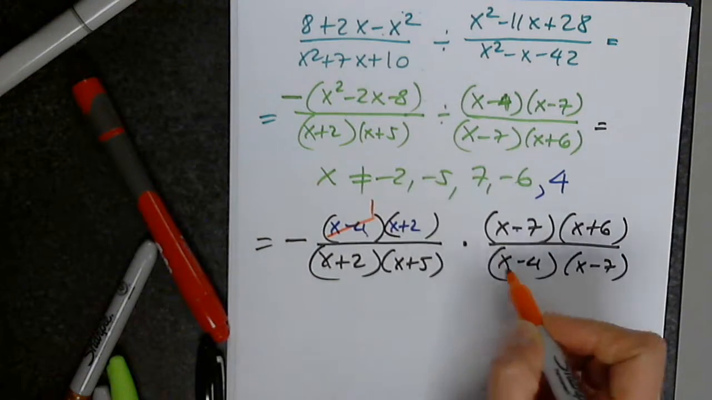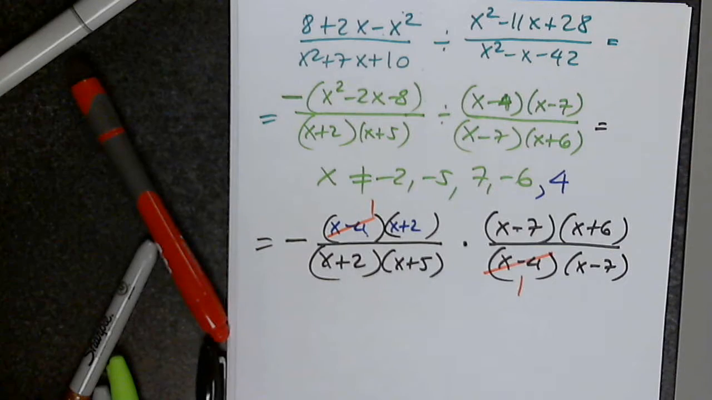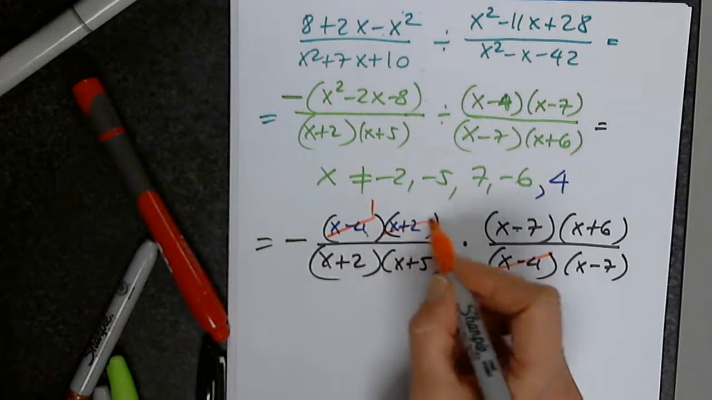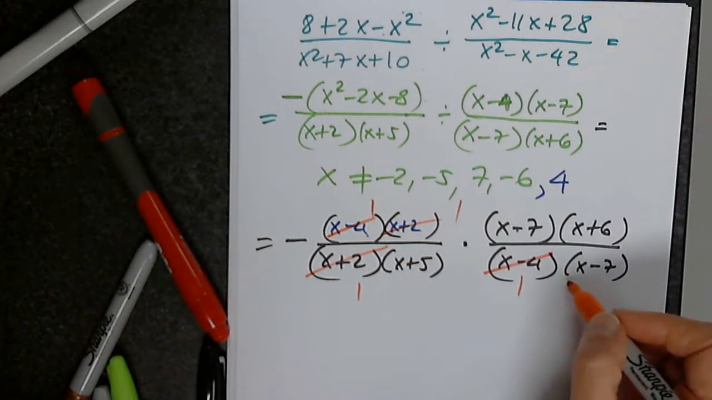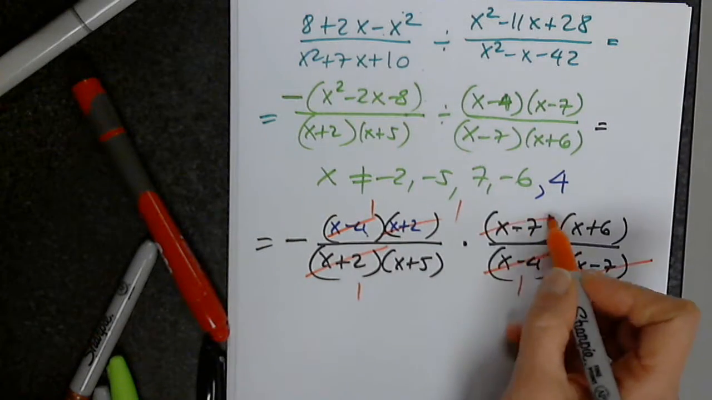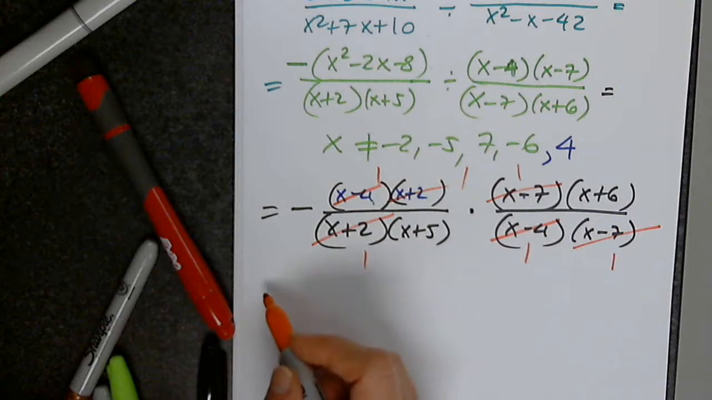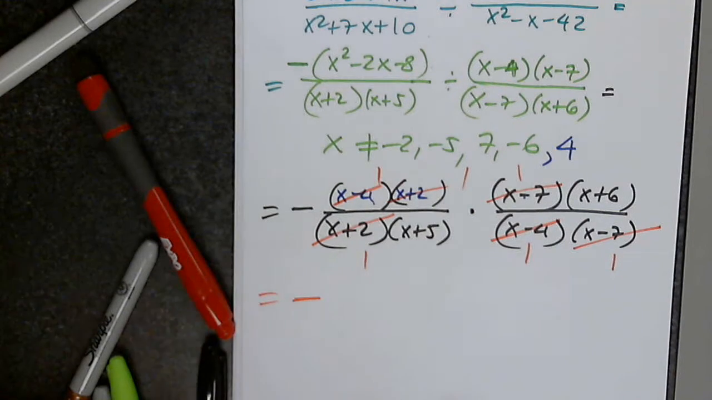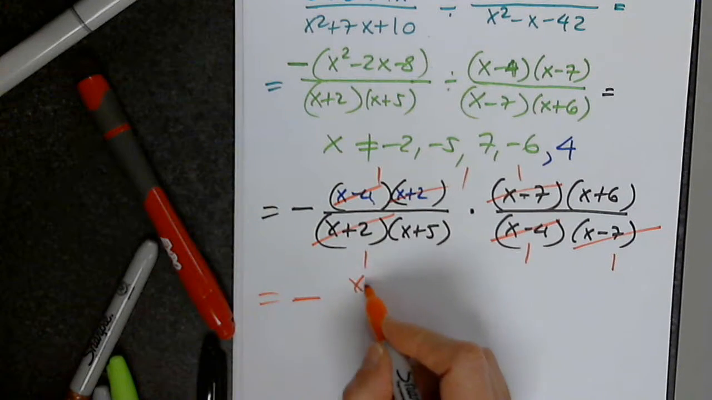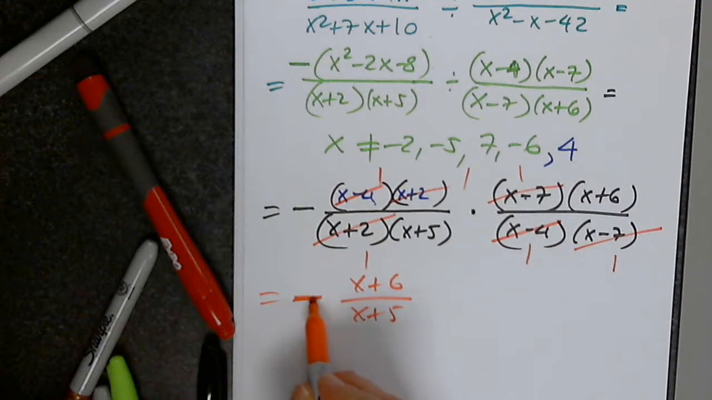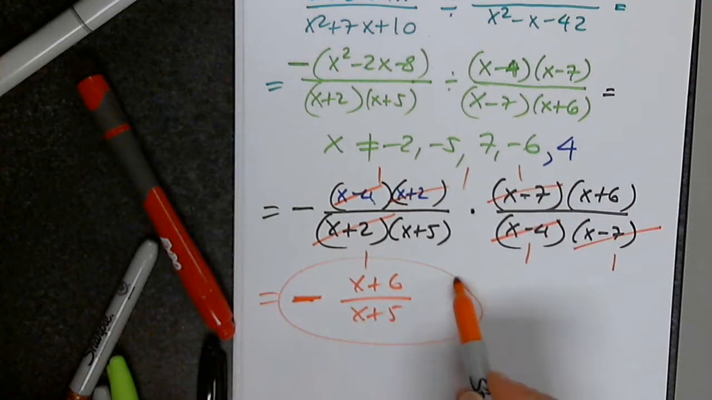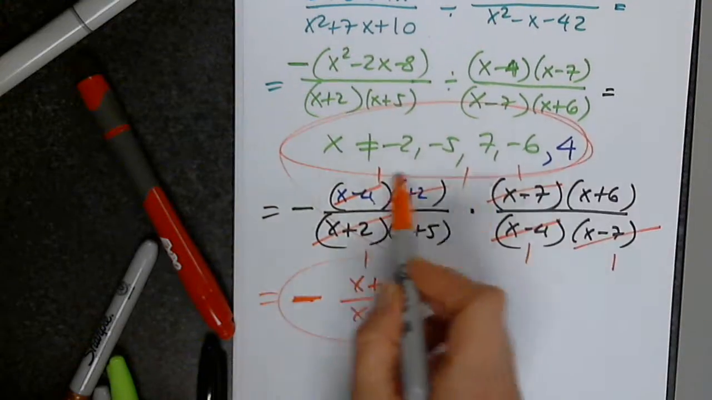X minus 4 goes away indeed. X plus 2 goes away. X minus 7 goes away. And then the simplified form has a negative in front. What is left from the top? 6. Yes. And x plus 5. Remember, the negative goes in front. So this is the correct answer, including this.